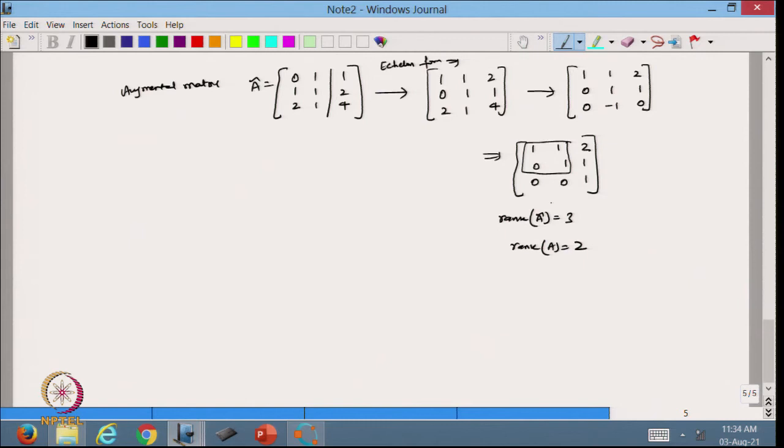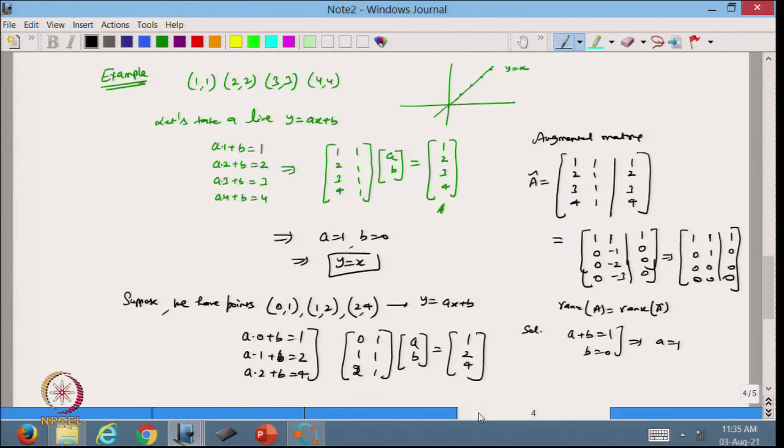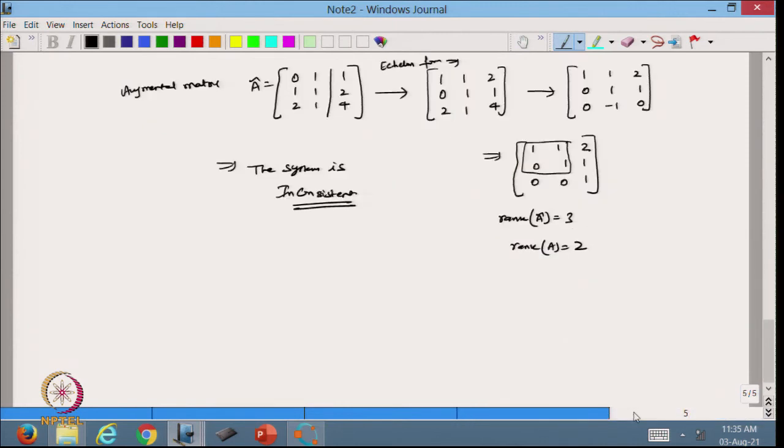So, in this case I can say that the system is inconsistent. So, this system is inconsistent, I cannot solve this one. It means that we cannot find a line which is passing through all these points. Okay. So, from here we find that the system is inconsistent.